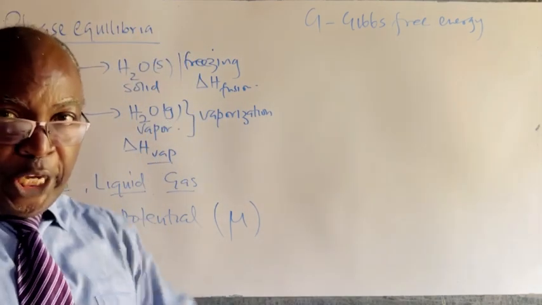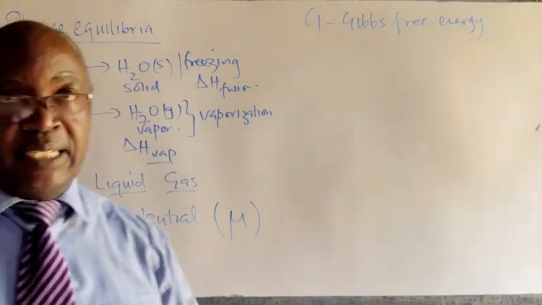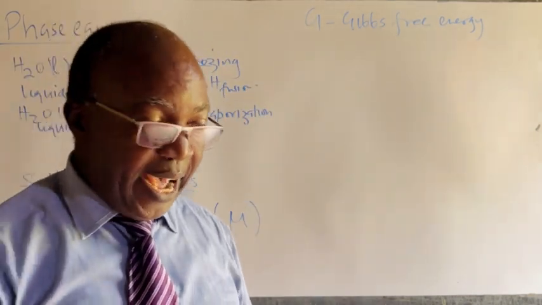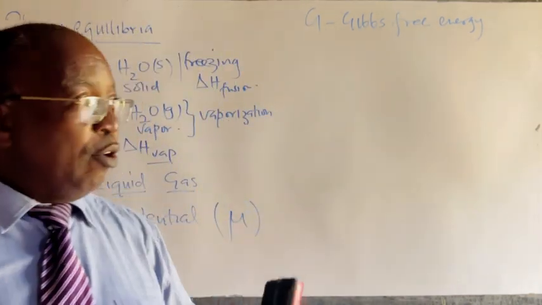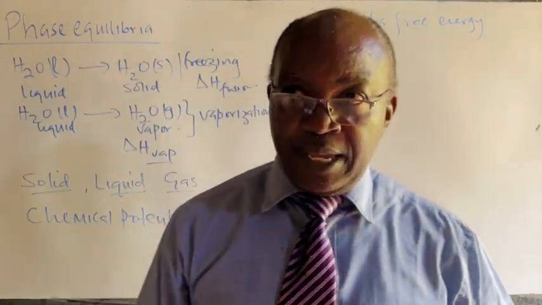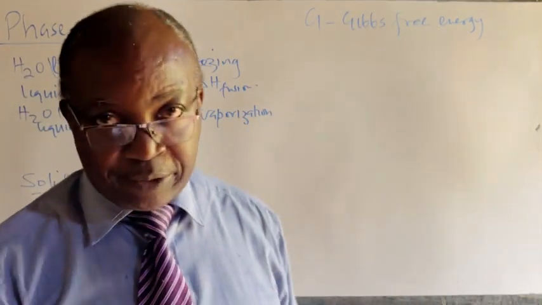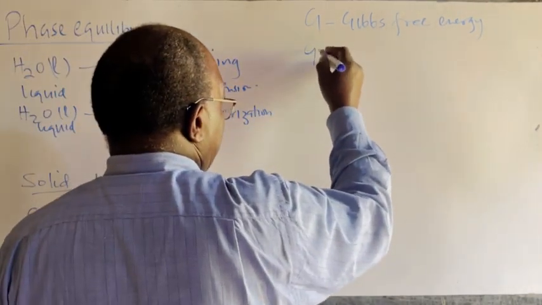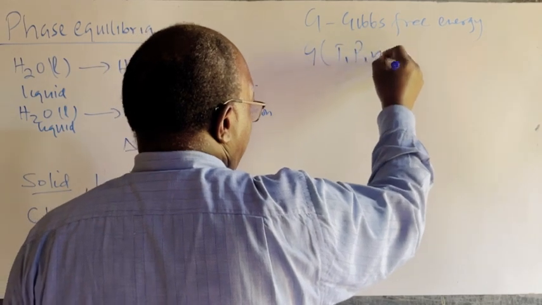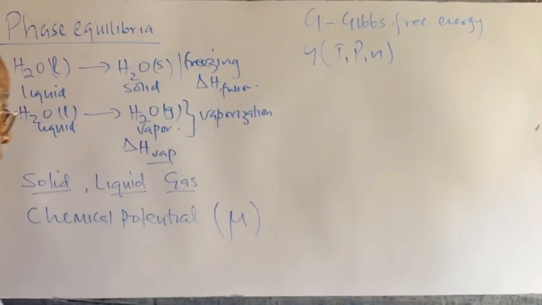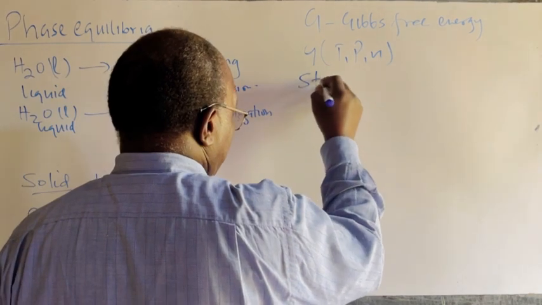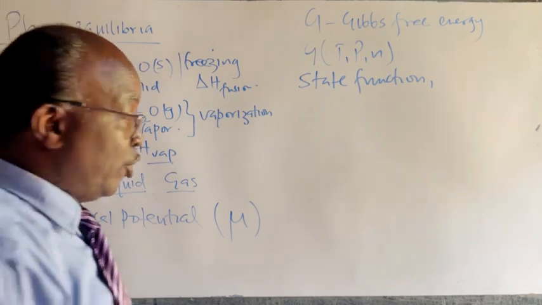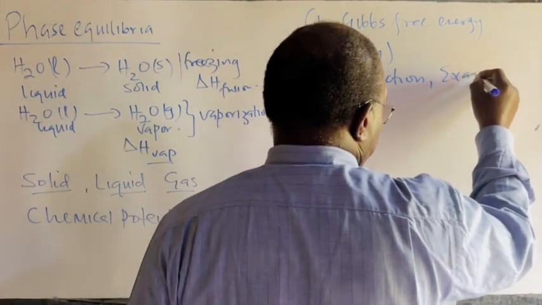Now, G, that is the Gibbs free energy, is a state function. We have already mentioned this in earlier lectures. And state functions, we said, depend only on the state of the system and are exact differentials. So it means that if we take G as a function of temperature, pressure, and quantity, then being a state function, it is, by extension, an exact differential.